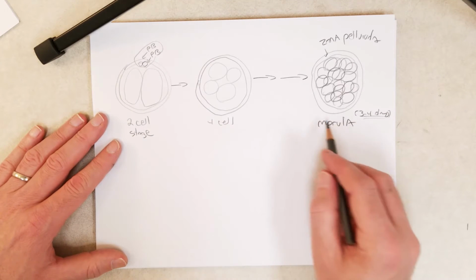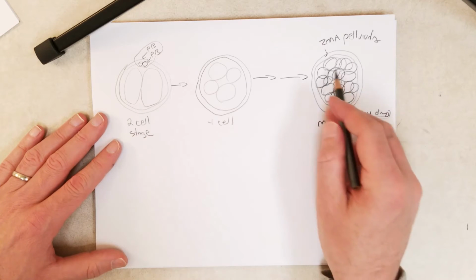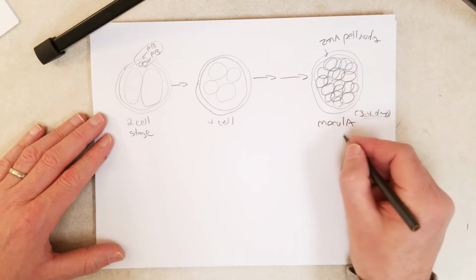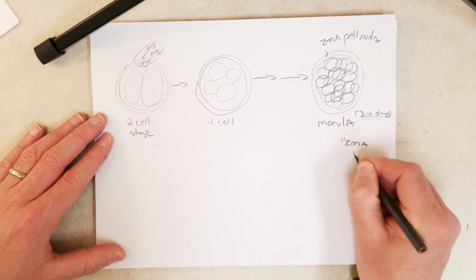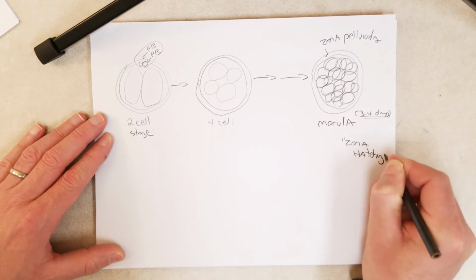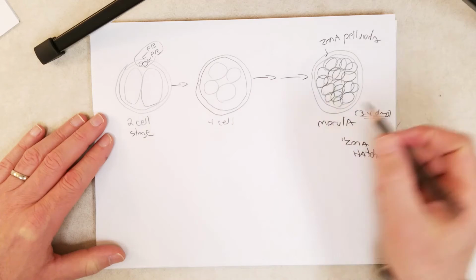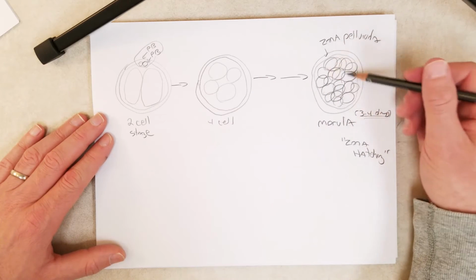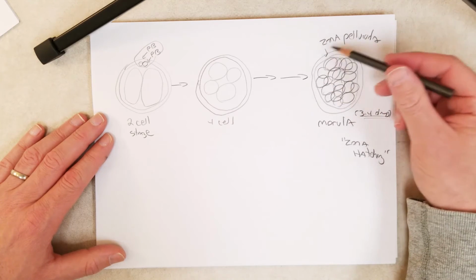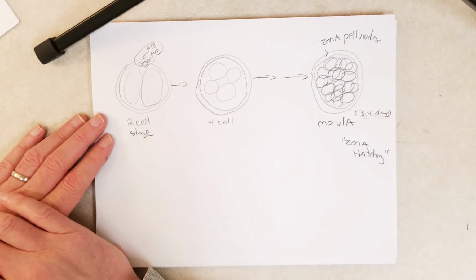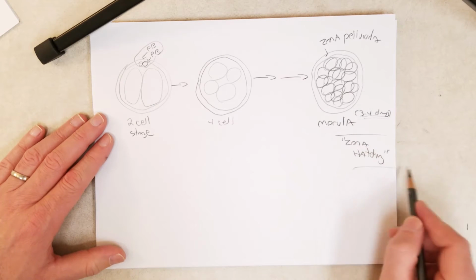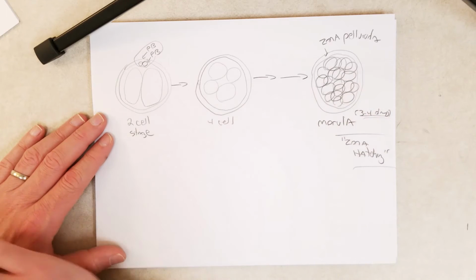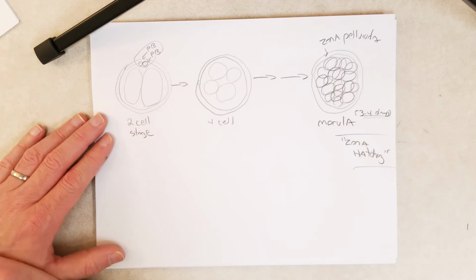So the morula, I believe, is a Latin term for mulberry. I guess it kind of looks like a mulberry. After 5 days, zona hatching occurs. Essentially, the zona pellucida breaks down, and then some of these cells in here start to form a membrane. And zona hatching is kind of misleading because it makes it seem like these are hatching out, but it's thought the zona pellucida actually just breaks down.